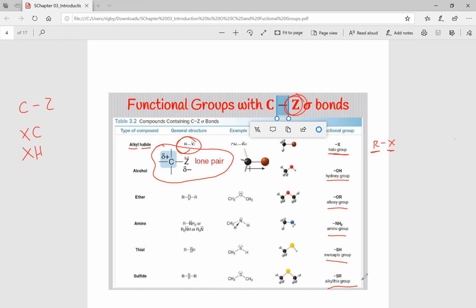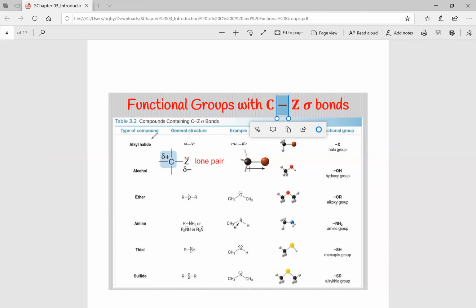So a lot of these names, these group names, they are important, but honestly, they're less important overall than understanding what makes an alcohol or an ether or an amine or a thiol or a sulfide. It's more important to be able to recognize the main name of the chain rather than being able to name the groups a part of them. Okay? So we talked a little bit about alkyl halide.